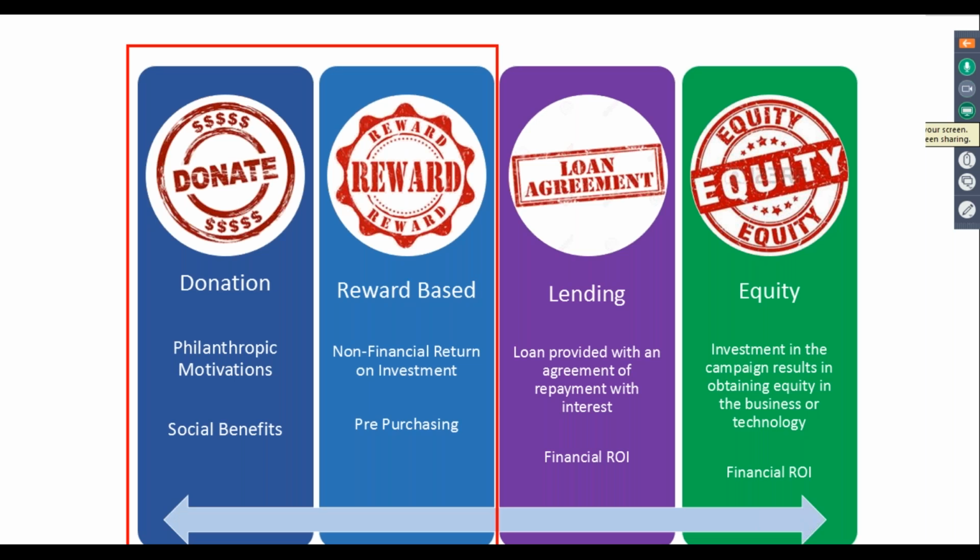So just to give you an idea, the current models that exist within crowdfunding are the donation model, the reward-based crowdfunding model, or pre-purchase model, the lending model, and the equity model. These are the current models because this is still a dynamic industry. So these models are liable to evolve, to change, or be engulfed by something better and much more advanced, or much more applicable to the current market.